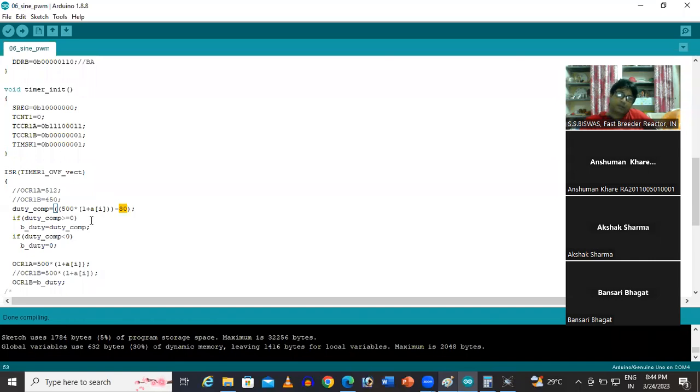So as long as the value is greater than 0, I am using this formula. Once this value goes less than 0, I am restricting it to 0. And that only I am giving as the duty cycle of the complementary pulse. This is the simple thing.